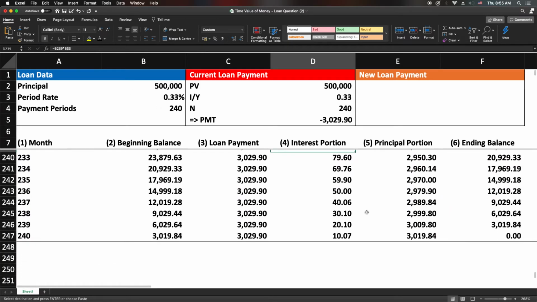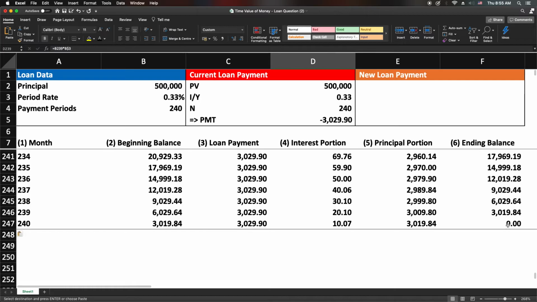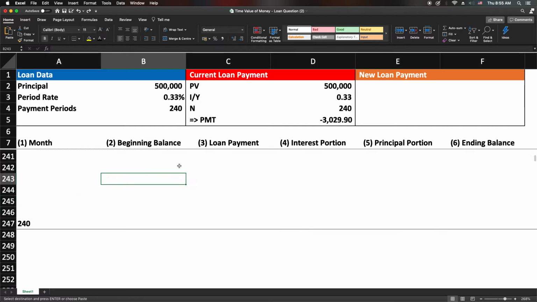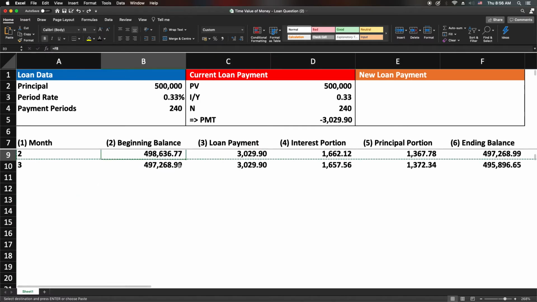If your calculations are correct, then you will find that at the end of the last payment month, the ending balance must be 0. If it is not, that means there is something wrong with your calculations. Alright, so here are the answers for the first part of the questions.